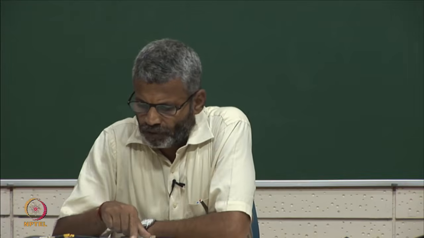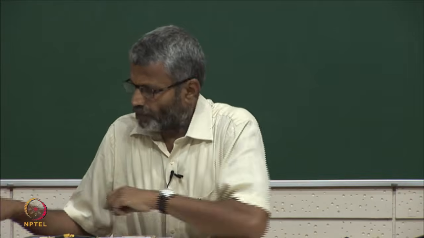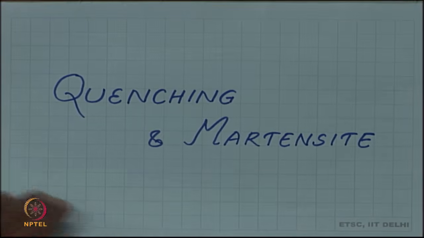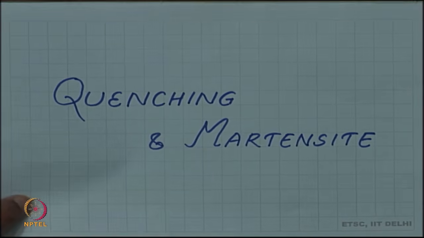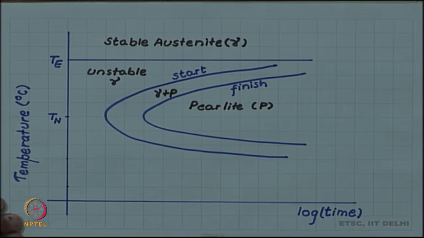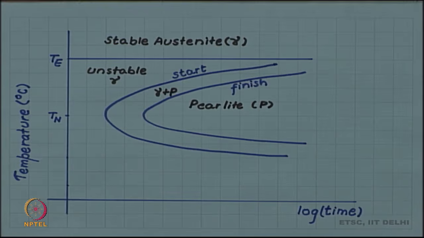Let us discuss another heat treatment called quenching. Now, quenching produces a particular structure called martensite, and we will discuss that also. So, let us look at the TTT diagram. We came across this last time when discussing annealing and normalizing.